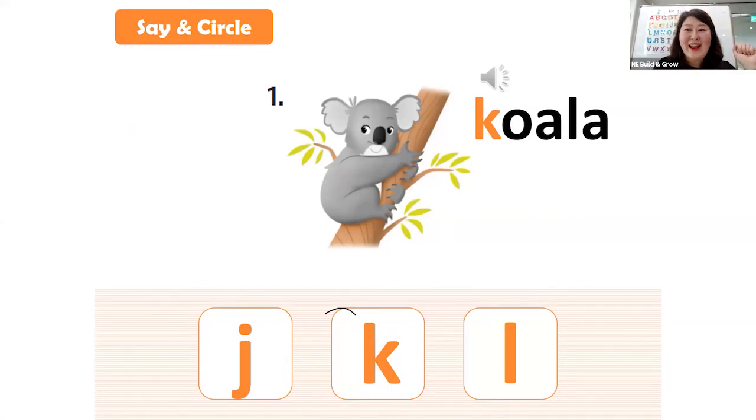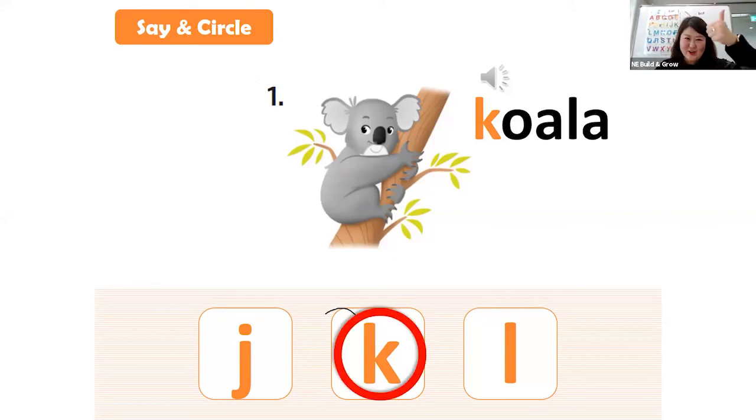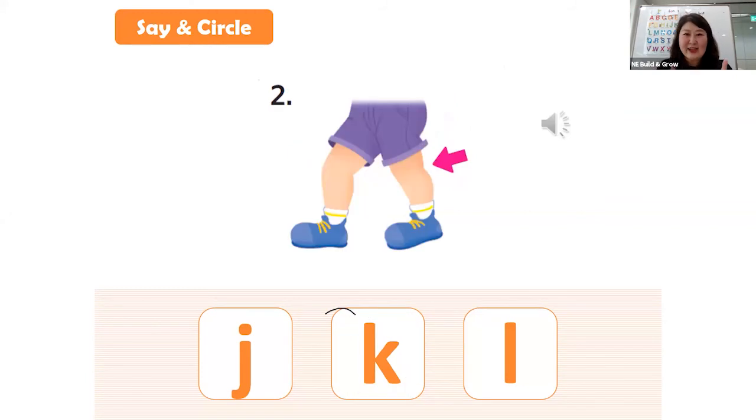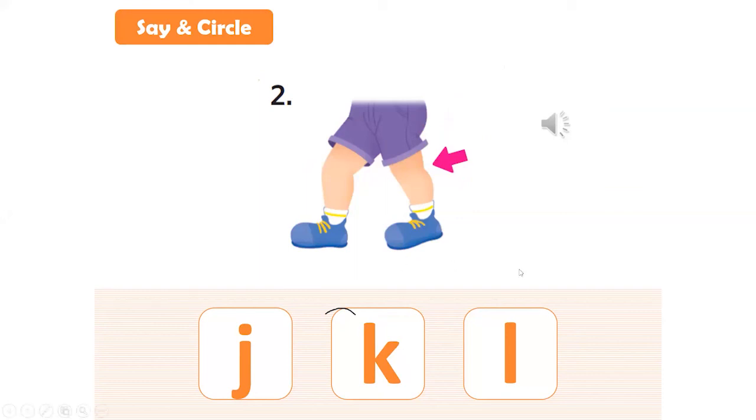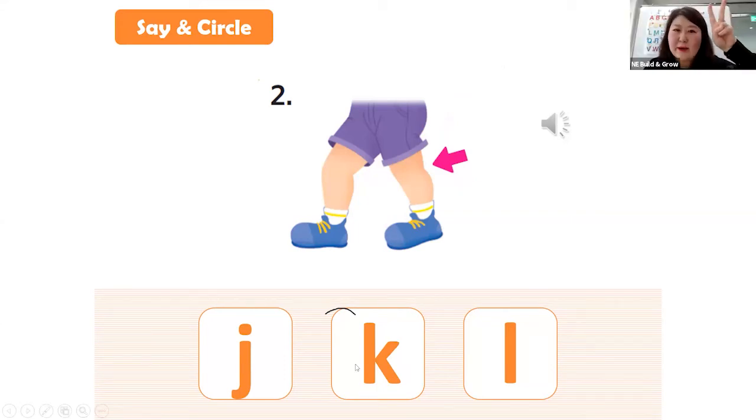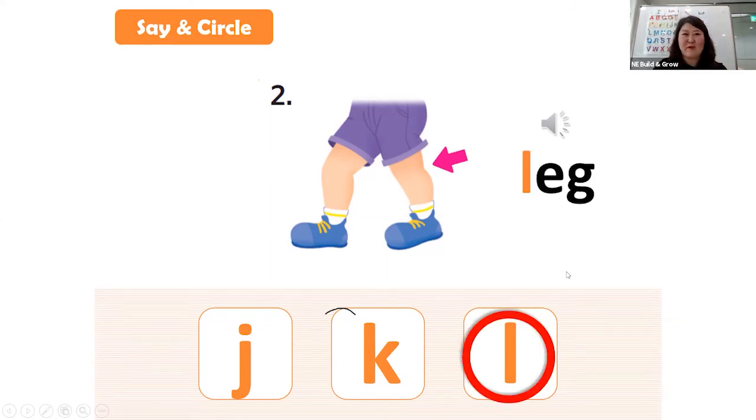Koala. Koala, right? Let's find koala over here. Good job, everyone. Can you say that again? Good. Now, let's circle it. Good job, everyone. Now, let's look at the second one. Listen first. Leg. Leg, right? Ooh, which one is it? Is it L? No, right? Not the first one. What about the second one? No? Then this one, right? Good job, everyone.